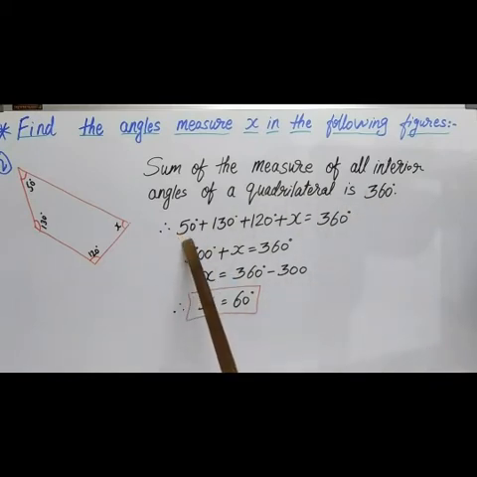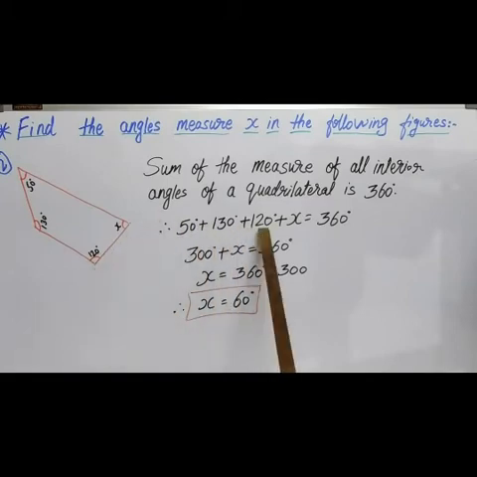So therefore 50 degree plus 130 degree plus 120 degree plus x equal to 360 degree. 50 plus 130 plus 120 means 300 degree. 300 degree plus x equal to 360 degree. Shifting, or transposing, the constant to the other side, x equal to 360 degree minus 300 degree. Therefore x equal to 60 degree.